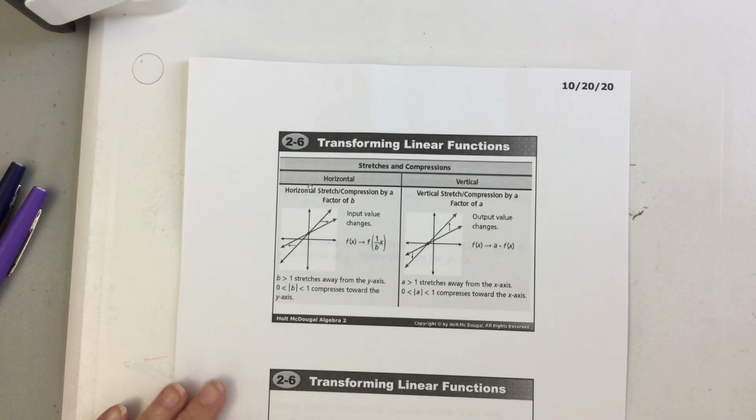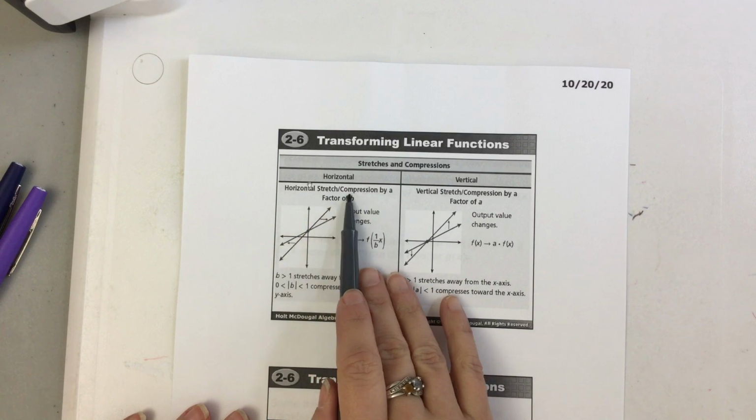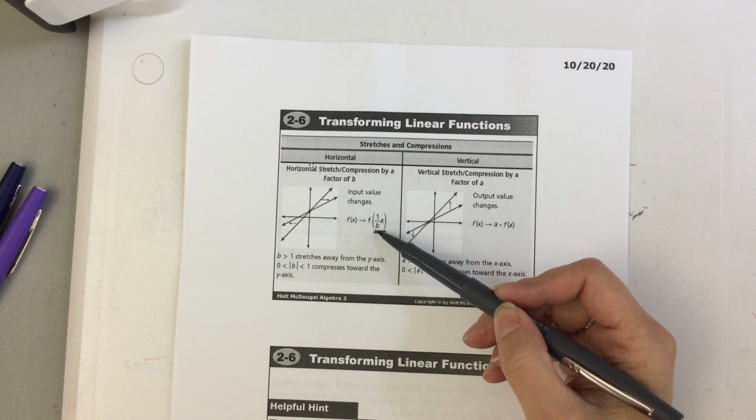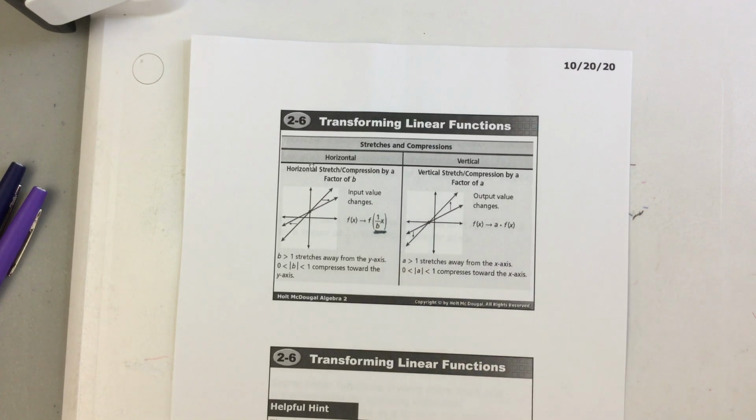Okay, here are the rules. If you are doing a horizontal stretch or compression, your change will be in parentheses. Just like if it was a horizontal slide, you were adding or subtracting in parentheses. If you are doing a horizontal stretch or a compression, you are multiplying in parentheses. The rule is it's 1 over the scale factor times x. If your scale factor is a value greater than 1, it is called a stretch. If your scale factor is a value that is less than 1, it is called a compression.